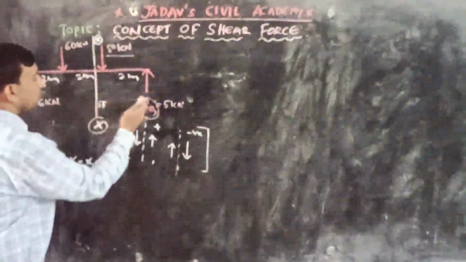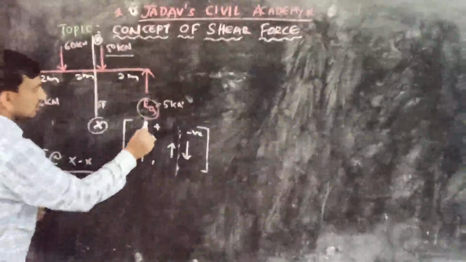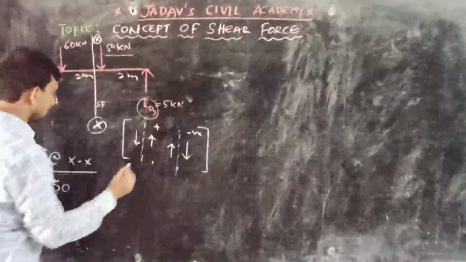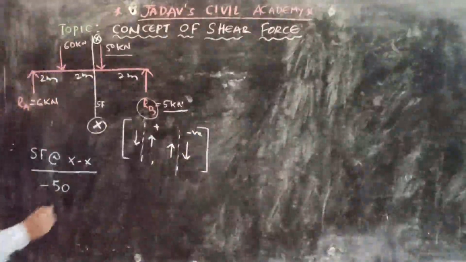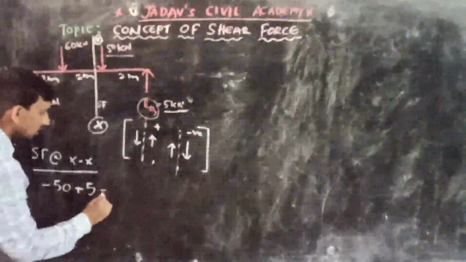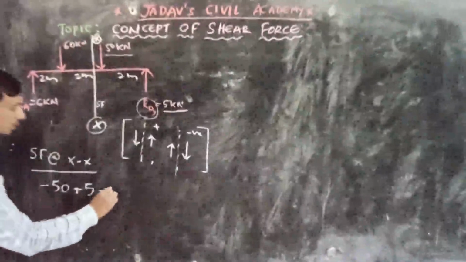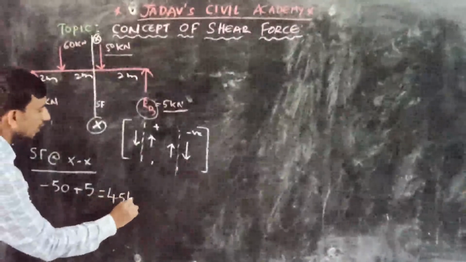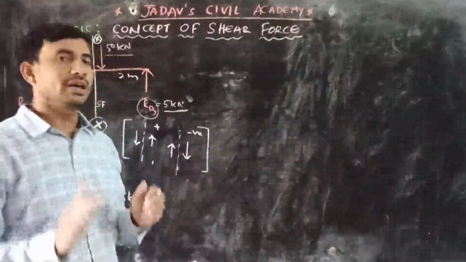And we have another force which is acting on the section right side upward. So a section right side upward force is positive. What is the magnitude of this force? It is 5 kilonewtons. So it is 5. Therefore, if we do the algebraic sum of the forces, it is minus 50 plus 5, which equals minus 45 kilonewtons. So this is how we calculate shear force at any given section.